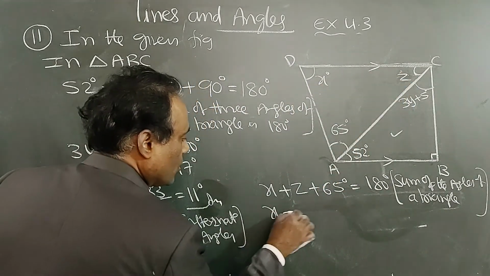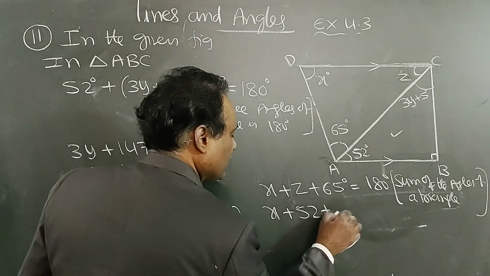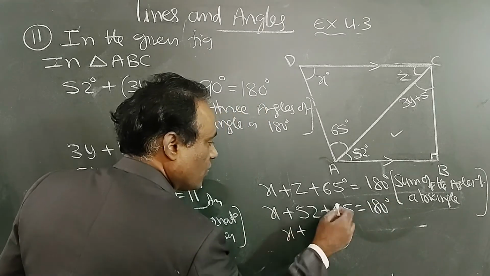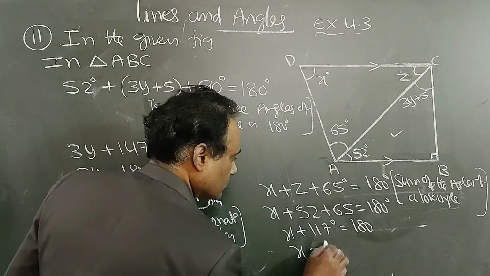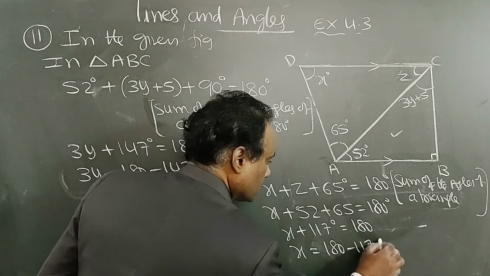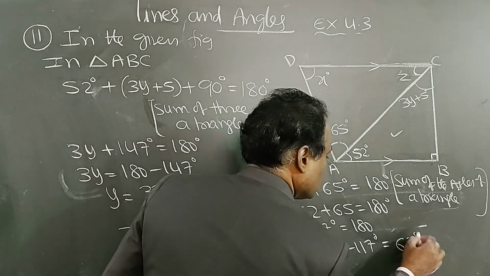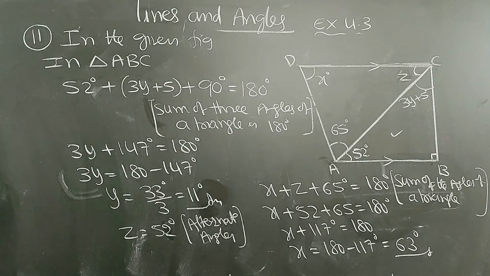So X we don't know, we have to find it. We have Z is 52, plus 65, so X plus 117 is equal to 180 degrees. That's all. Write it down.